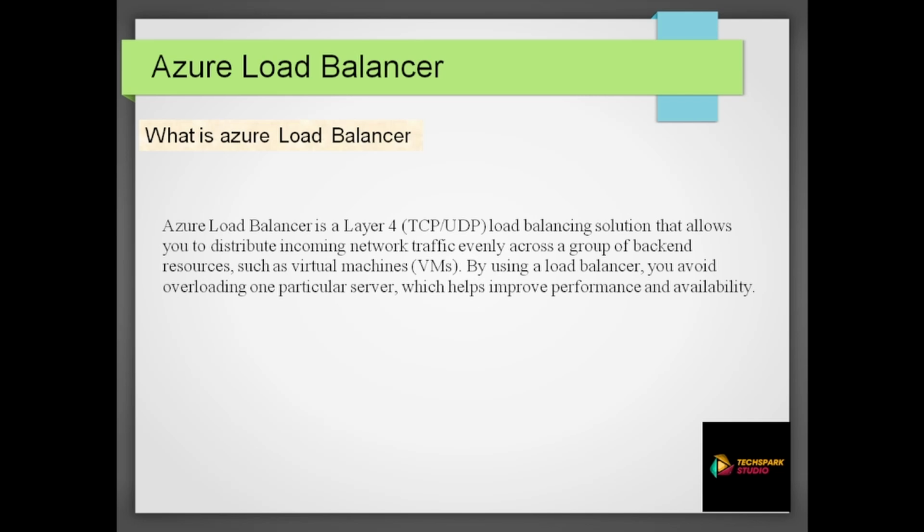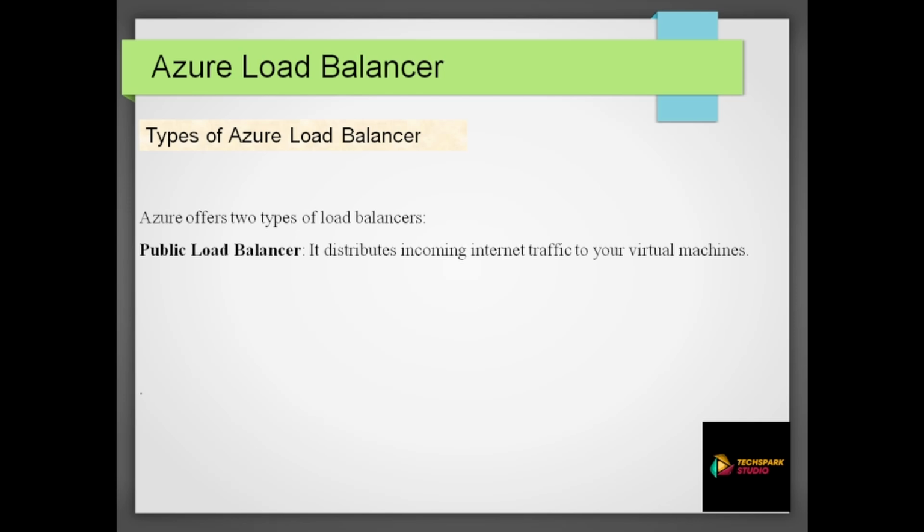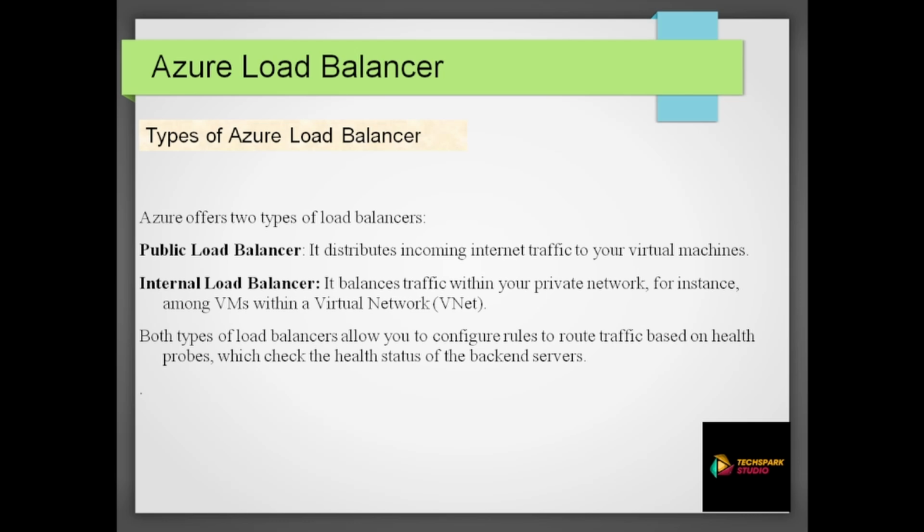Now let's discuss the types of load balancers. Azure offers two types of load balancer. First, public load balancer. It distributes incoming network traffic to your virtual machines. And second is internal load balancer. It balances traffic within your private network for VMs. Both types of load balancers help you to configure rules to route traffic based on health probes, which check the health status of the backend servers.